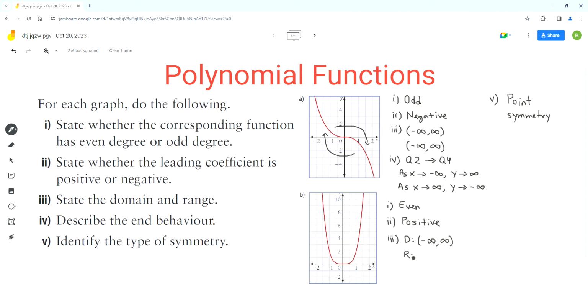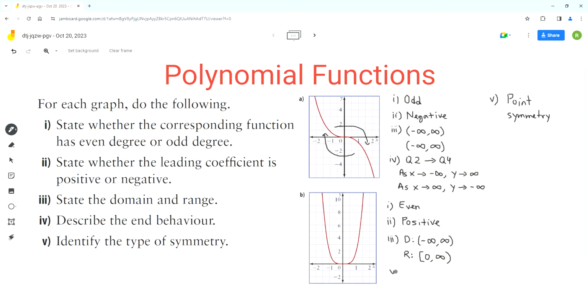Now for the range, the graph doesn't span the whole y-axis. The graph doesn't go below the x-axis along the y-axis. That means there is a restriction on the graph along the y-axis. Here the graph only goes above 0. It doesn't go below 0 along the y-axis. So the range will be, since 0 is included, we use the square brackets, 0 to positive infinity. That's the range of this graph.